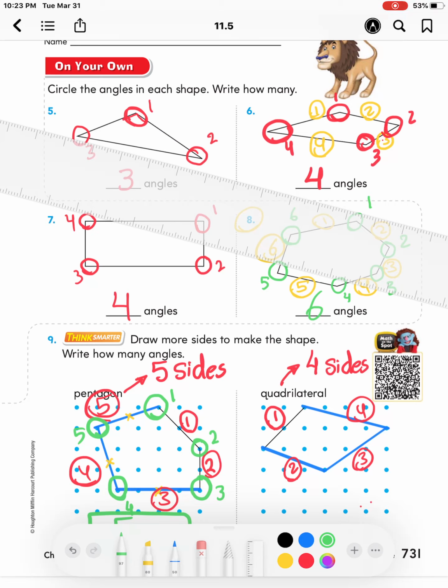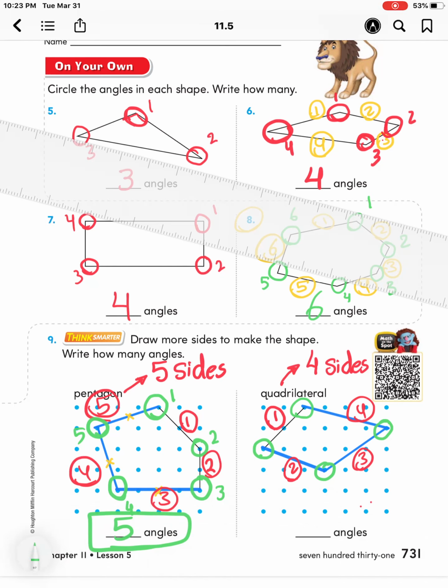Again, whenever 2 sides meet together, they form an angle. 1, 2, 3, 4. So here we have, good job, 4 angles. Okay?